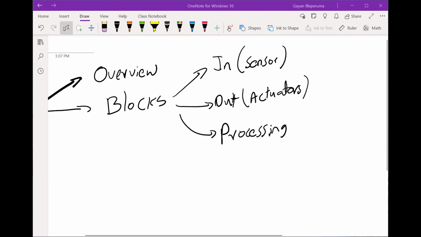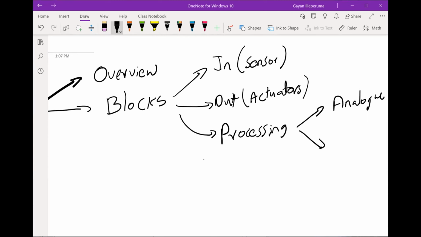Now the processing blocks again will fall into two main categories. We have the analog and the digital. In case we want to check both conditions, whether the power is there and the window is open, the most familiar way would be to use a digital gate circuit. So you have the digital domain. On the other hand, you might want to filter out certain noise or look at certain amplifications. Then you might want to go with analog electronics like filters and things like that.